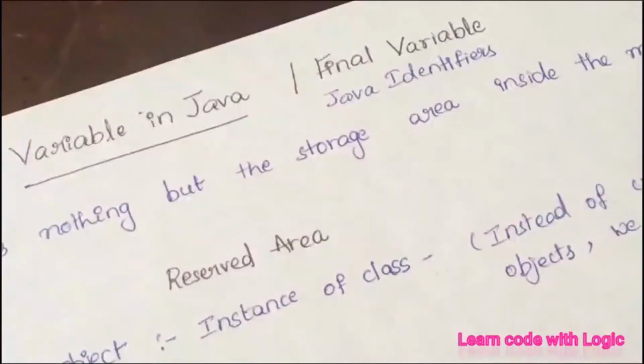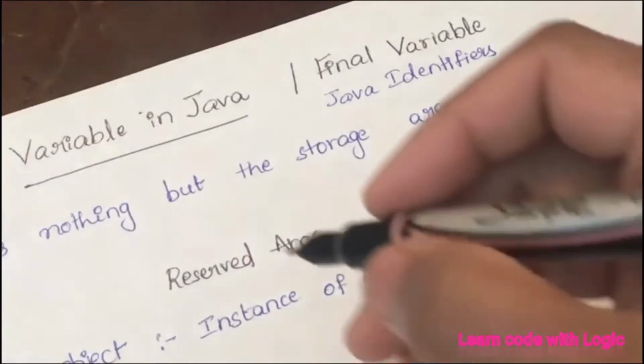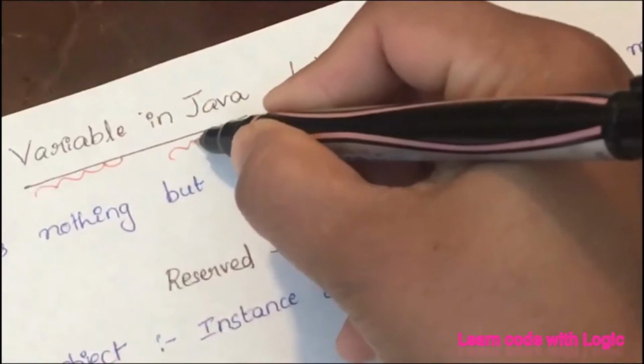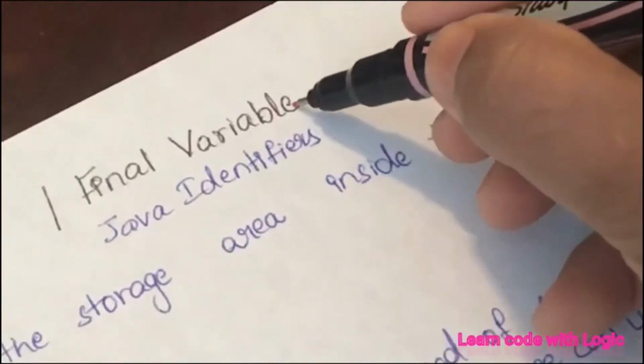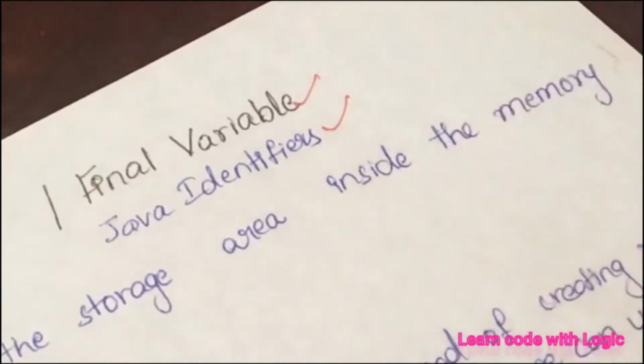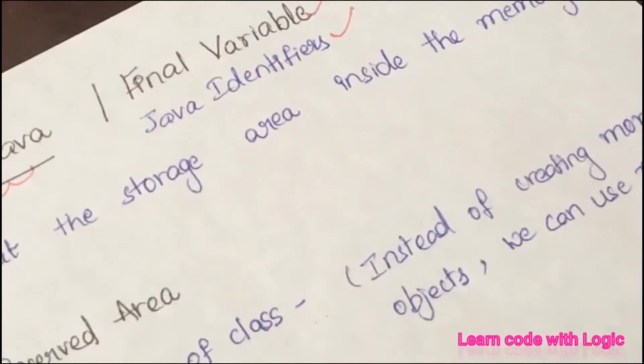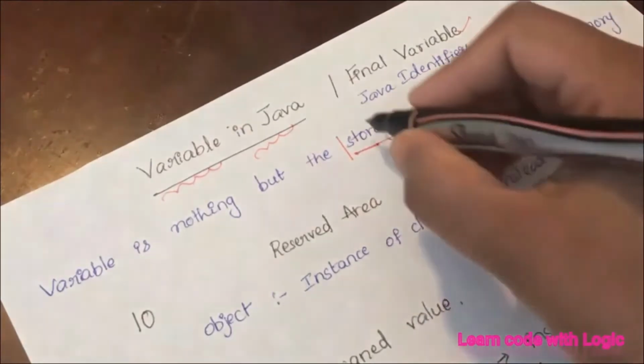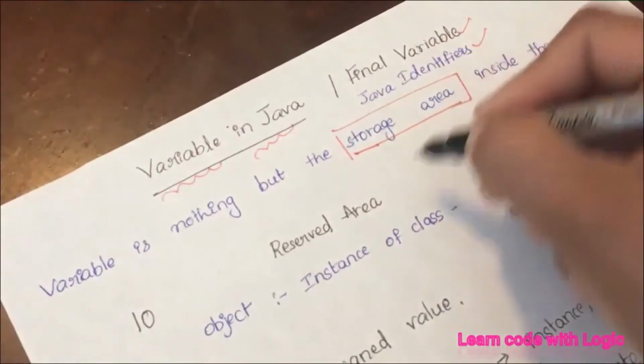Java tutorial. Hi, welcome back to Java tutorials. In this tutorial you are going to see what is variable in Java and also final keyword, Java identifiers and types of variables in Java. Basically variable is nothing but a storage area inside the main memory.